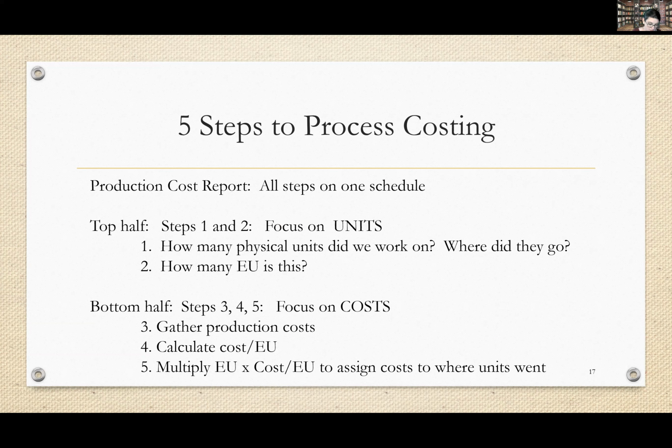And the bottom part of the report is going to focus on cost. How much cost were associated with that beginning work in process amount? How much cost were associated with the pounds that we started production during this time period? How much cost are associated with the pounds that we transferred out to the next department? And how much cost are associated with the pounds that we have currently left in ending work in process inventory? And this is where we're going to see that equivalent units that we looked at last time come into play.